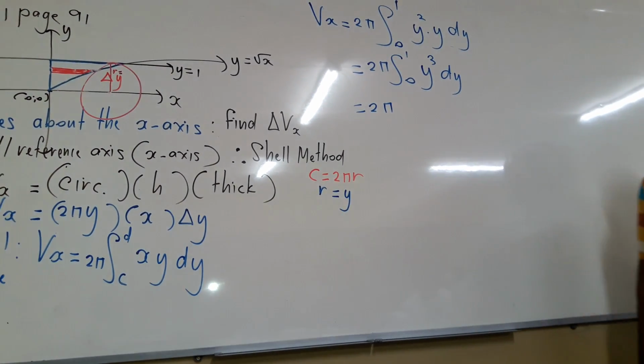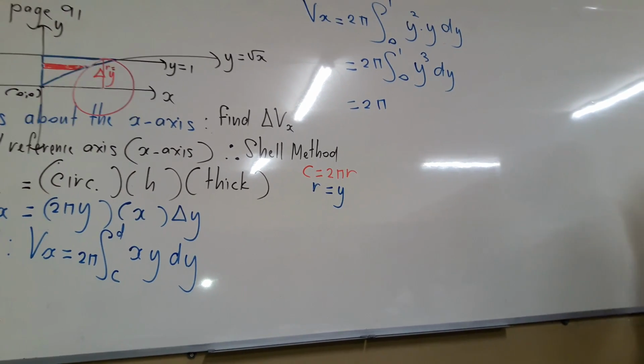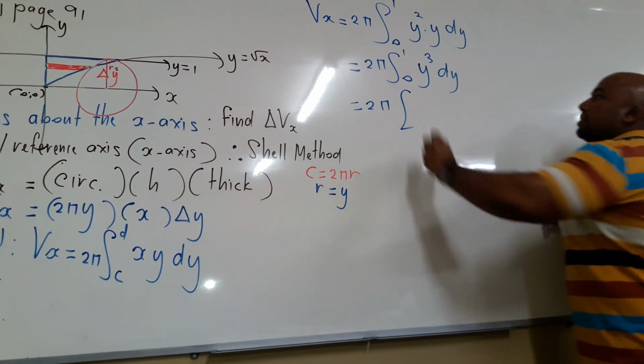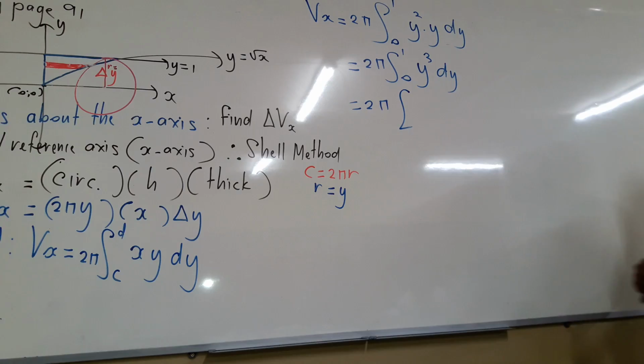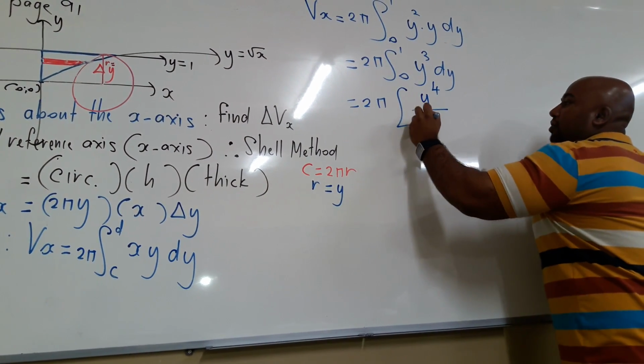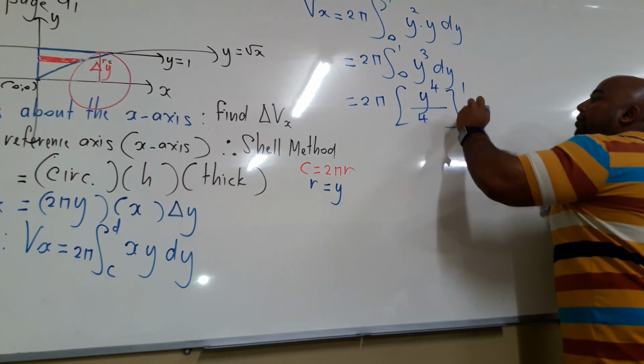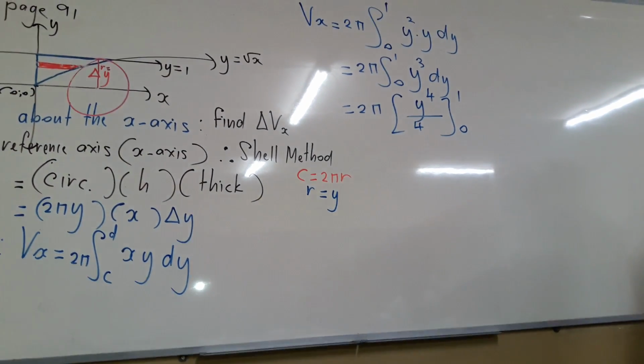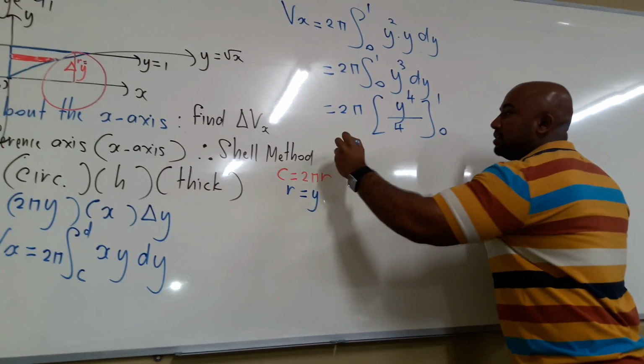And now this is the easy part, the integration at the end. We integrate y to the power 3, so that will be y to the power 4 over 4, between 1 and 0. Simple substitution.